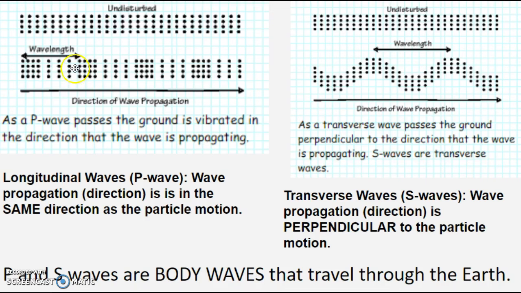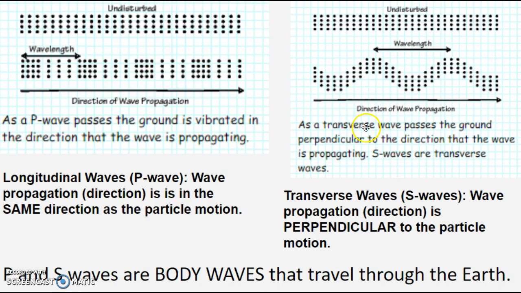So let's explore the particle motion in the wave direction one more time. In this case, as a P wave passes, the ground is vibrated in the direction that the wave is propagating. So in other words, if it's moving from left to right, if I am rock in the ground, I'm going to move left to right as the wave travels through me. That's simply considered parallel, or in the same direction as the wave direction.